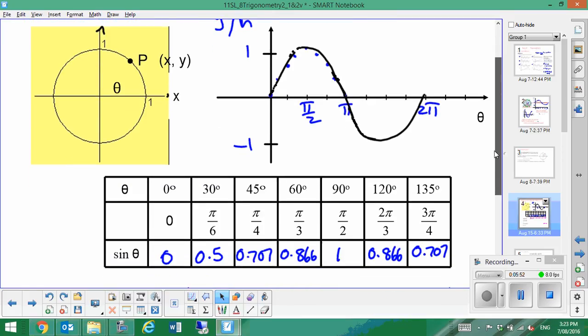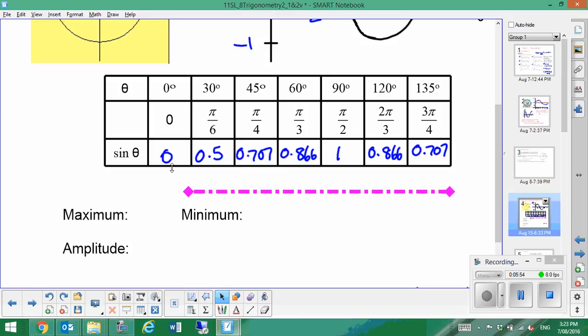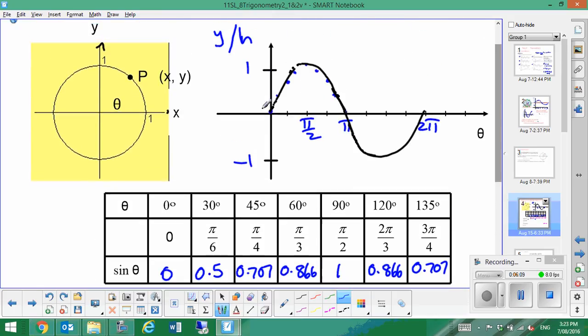It also makes sense that our maximum and our minimum are at plus and minus 1. So let's just write that in here. Our maximum value is going to be 1, and our minimum value is minus 1. So as the point goes up and around the circle, we're going around this way, then here's our maximum at 1 and our minimum at minus 1.